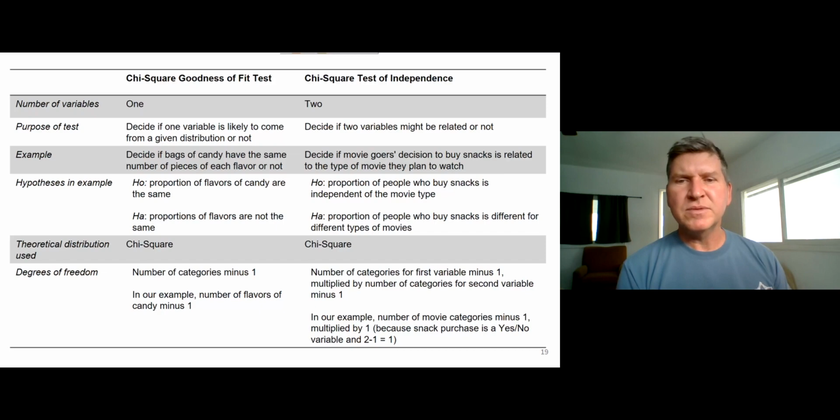And the degrees of freedom would be the number of categories for the first variable minus 1, multiplied by the number of categories for the second variable minus 1. Remember, we saw that just now. And in this example, if there's 5 different movie categories, we'd have 4, and then the snack purchase would be just a yes, no, so it would be 1. 2 minus 1, because yes and no is a dichotomous variable, and 2 minus 1 is 1. If we have 5 different movie categories, the degrees of freedom for this would be 4.